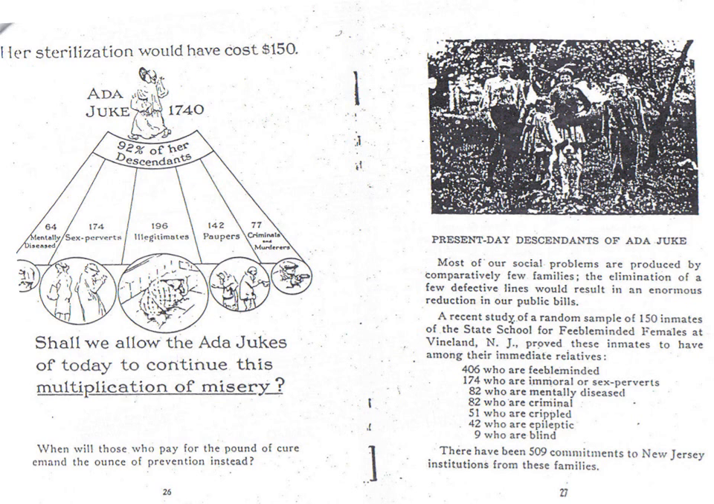When will those who pay for the pound of cure demand the ounce of prevention instead? So basically they're saying, look, we pay for these people to be in prison. We pay for their food and their shelter and their safety. And it costs a lot of money to do that. So instead, why don't we just save a bunch of money and sterilize them to begin with?